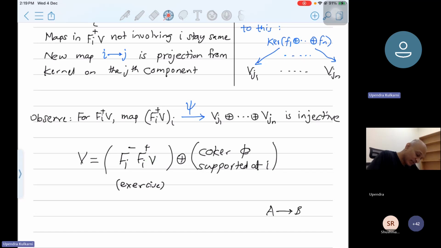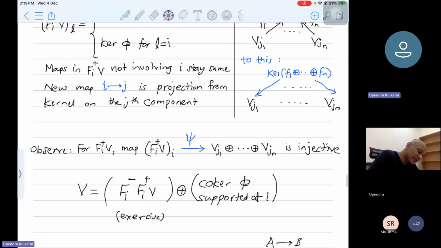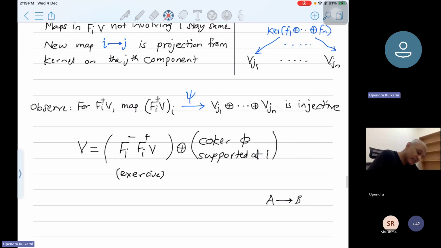When I do Fi plus, I'm replacing this B by the kernel of the map, right? So from this, I'm going to get A. And remember, my assumption is that this map is surjective. So I'm going to replace B by the kernel of F. Okay, that's what happens when I take Fi plus.